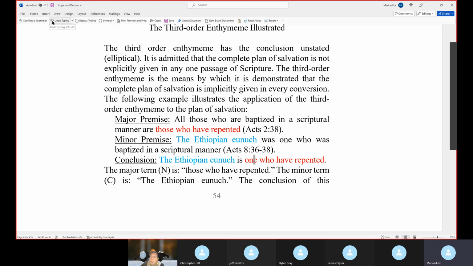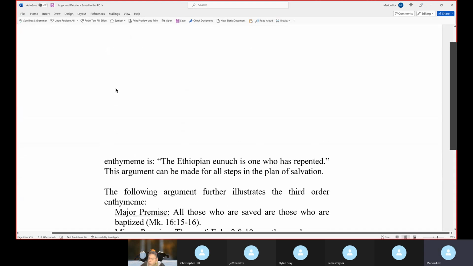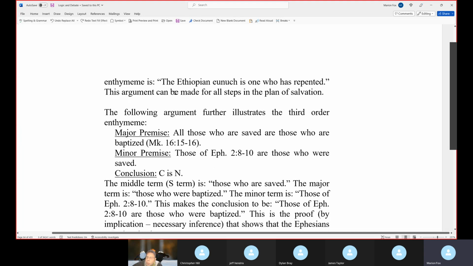All right, any questions? All right, so let's take it. There we have it. Well, now we're not through with it. Let's go again. I think we have time. We could add to this the other steps in the plan of salvation. We could add confession and other things, all of the steps. We could add belief. All those who are scripturally baptized are those who believed. And we put the Ethiopian eunuch in there.